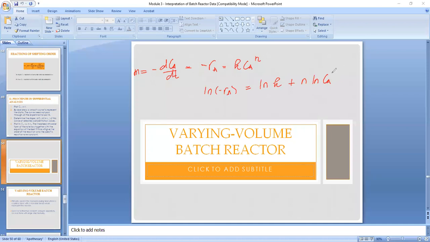By virtue of properties of the LN, you can place it before the LN. Now, this one is your X. This one is your M. This one is your Y-intercept. And this one is your Y. So that's the reason why it's stated there that you plot the LN of CA. So the LN of CA will be your Y. You plot this and this.